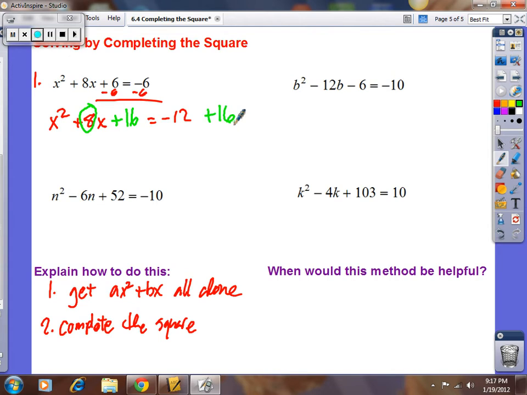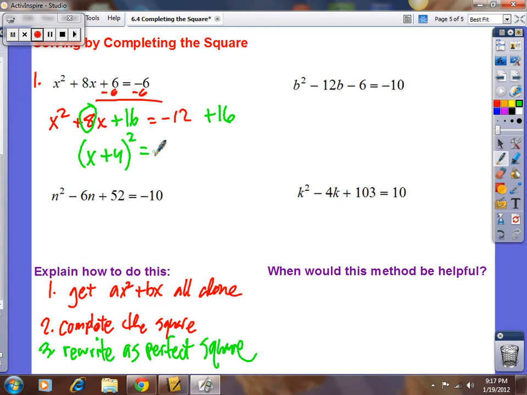Okay, now step number 3. Rewrite it as a perfect square. So here's step number 3. X squared plus 8x plus 16 is going to be x plus 4, the quantity squared. On the right, a negative 12 and a 16 is equal to 4.